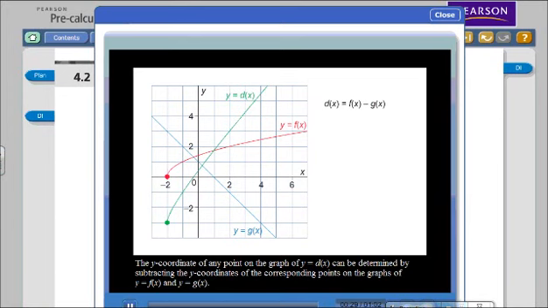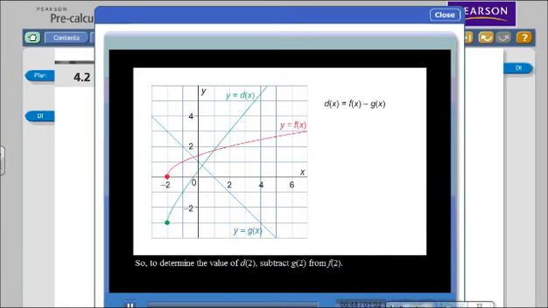The y-coordinate of any point on the graph of y equals d at x can be determined by subtracting the y-coordinates of the corresponding points on the graphs of y equals f at x and y equals g at x. So, to determine the value of d at 2, subtract g at 2 from f at 2. f at 2 is 2. g at 2 is negative 1. So d at 2 equals 2 plus 1, which equals 3.